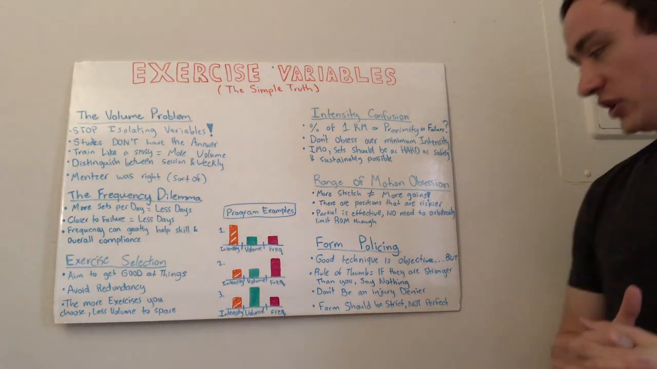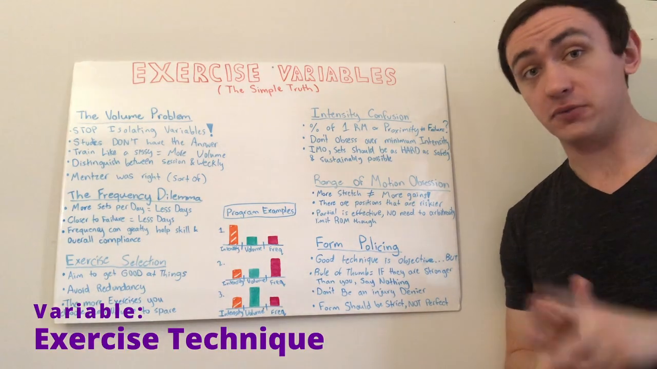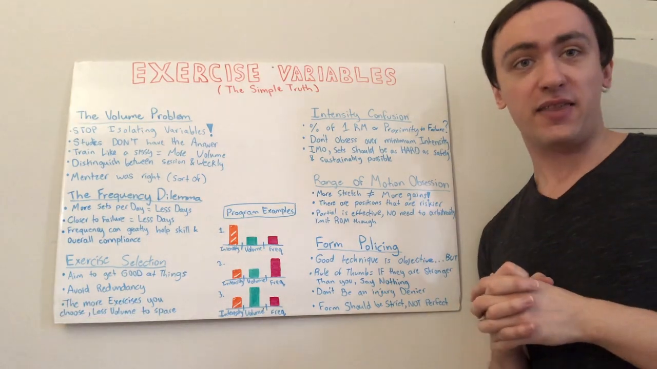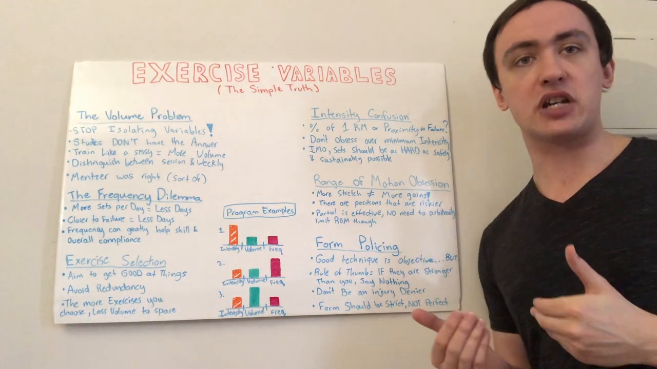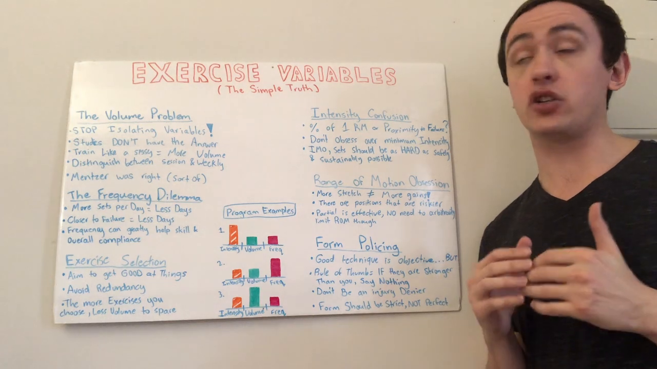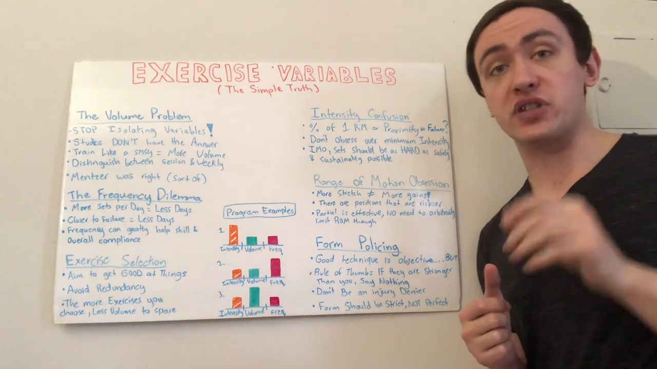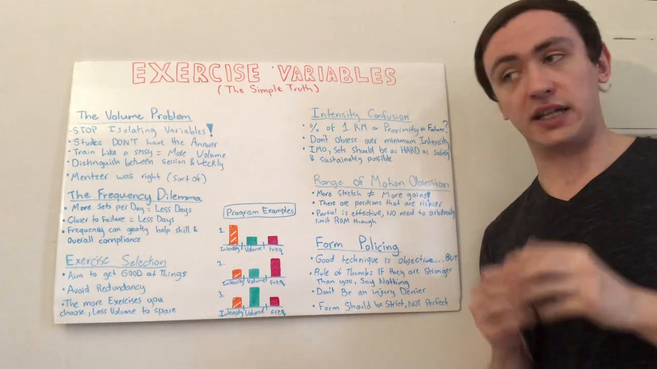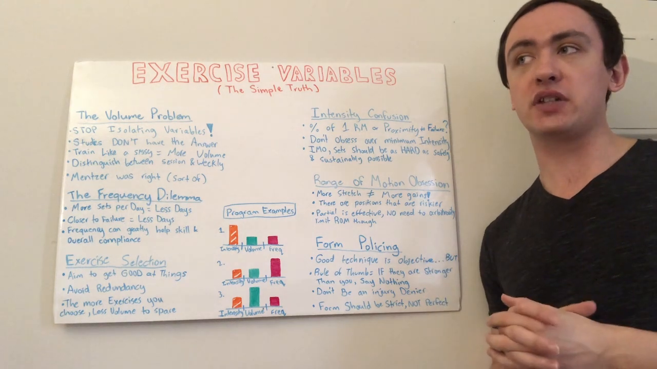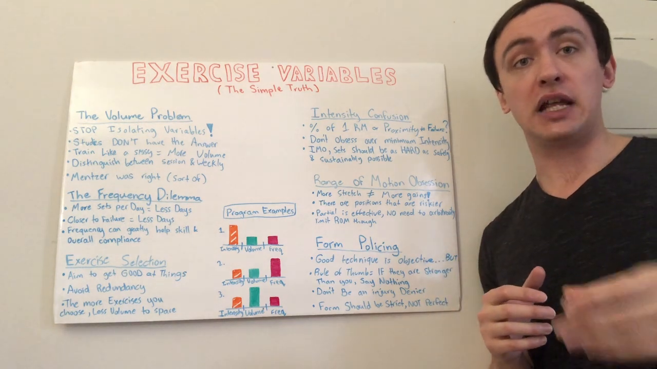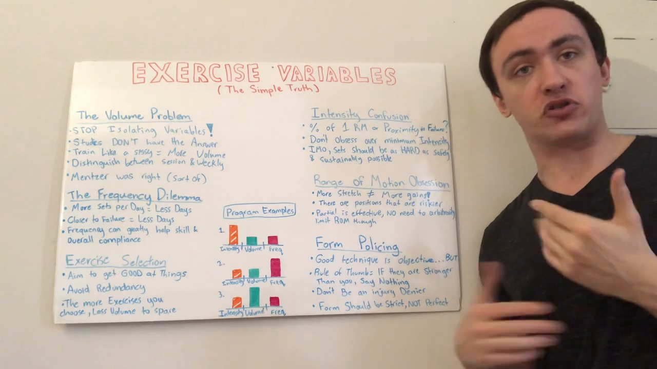All right, the form policing. Good technique is objective, but that doesn't mean that we should all just go around and micromanage how each other trains. Technique's gonna still vary from person to person, even though what's good definitely is an objective thing. For each person, it might objectively look a bit different. And you might even change and adapt your style over time.